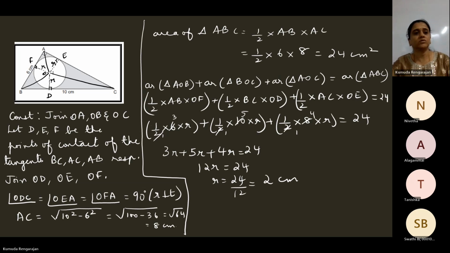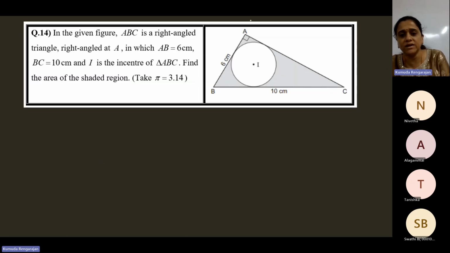Okay, so what's the question? We have to find the area of the shaded region. How do we find that? Area of the triangle minus area of the circle. Triangle area you can find because it's a right triangle. I hope you all notice that 90 degrees there. So you can find the missing side using Pythagoras theorem and then half base into height, you will be able to find the area of the triangle.